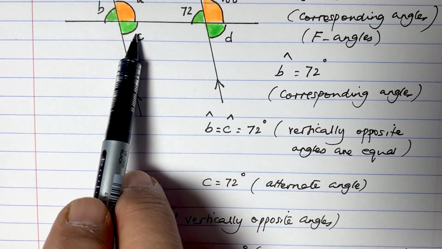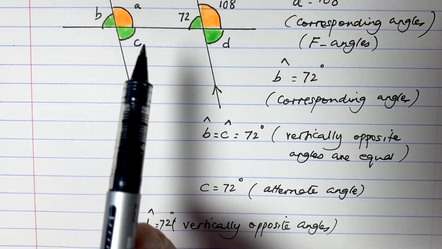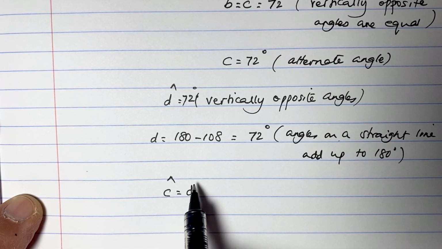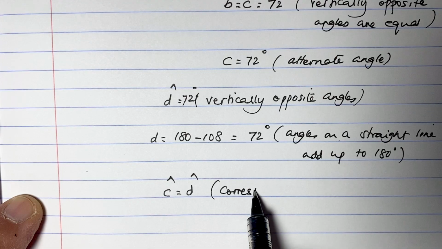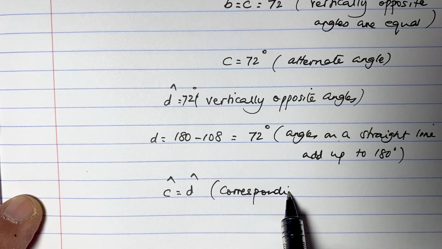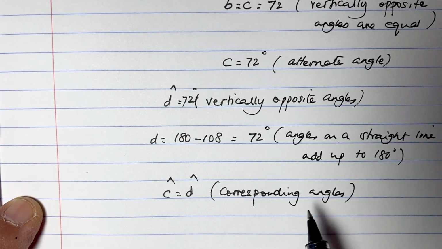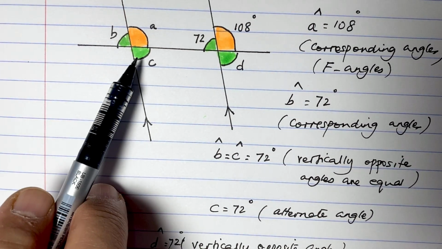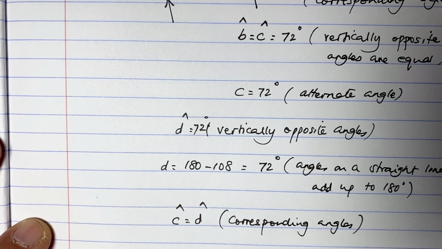Or I could say C and D are corresponding angles. Angle C equals angle D, corresponding angles. And corresponding angles are the same. But we already knew C was 72. Therefore, C equals D equals 72 degrees.